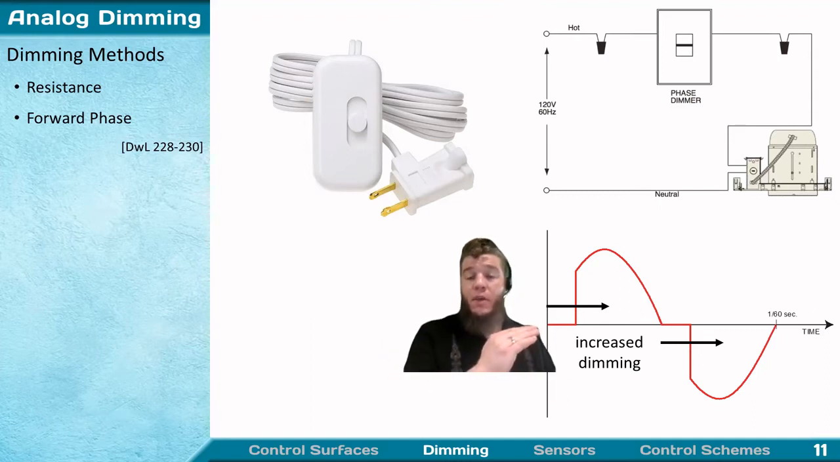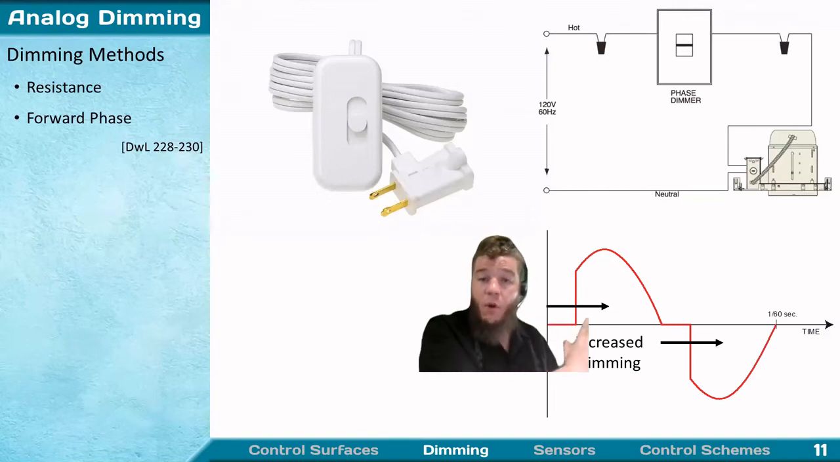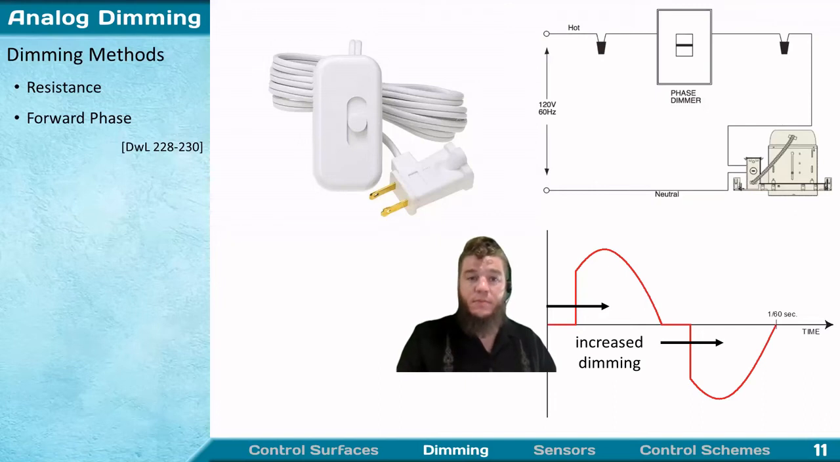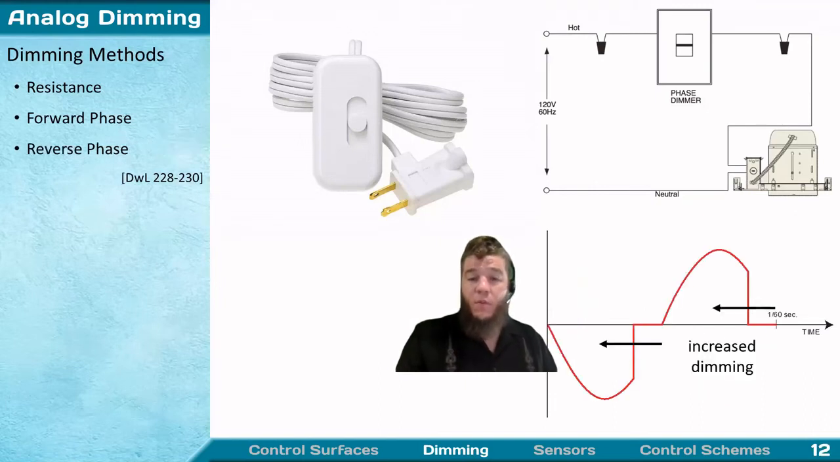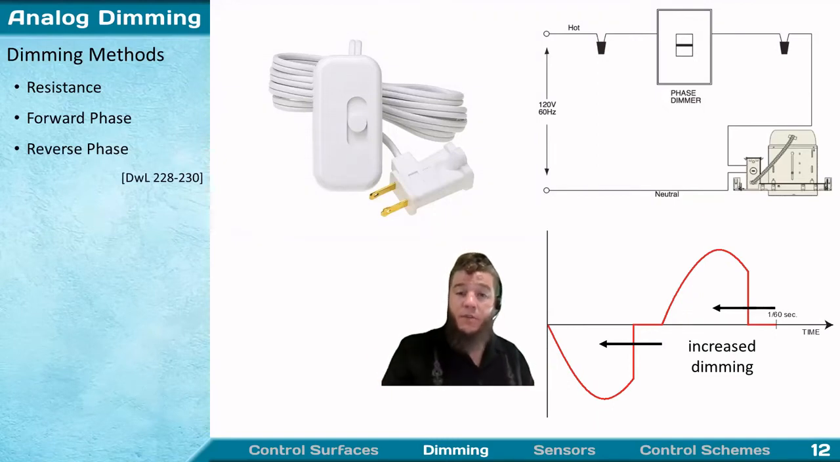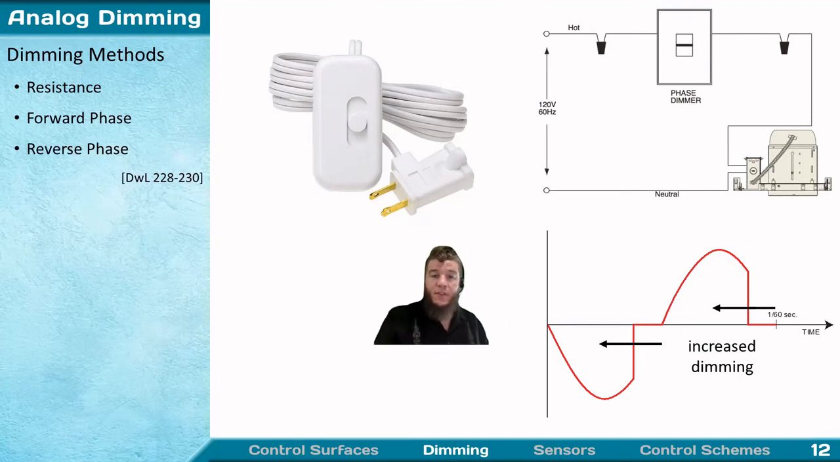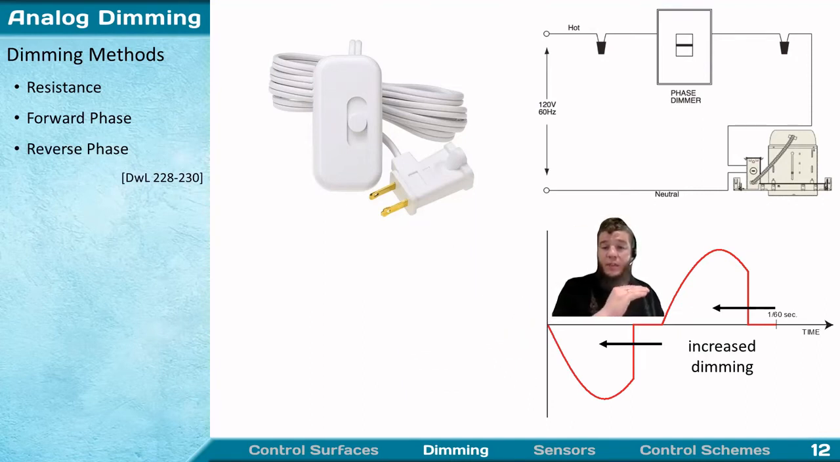Basically, the way these things work is by cutting off the front part of that sine wave. As the AC power sine wave is coming through the dimmer, it'll chop off the leading edge in order to supply less overall power to your downstream light source. And of course, we have the more modern version of this, which is reverse phase dimming. Reverse phase dimming is exactly what you think it is. It's going to take the back part of that sine wave and chop it off. And that way you can get increased dimming, again, by decreasing the amount of power by shifting that cut further along the sine wave. So these are our basic analog dimming methods.